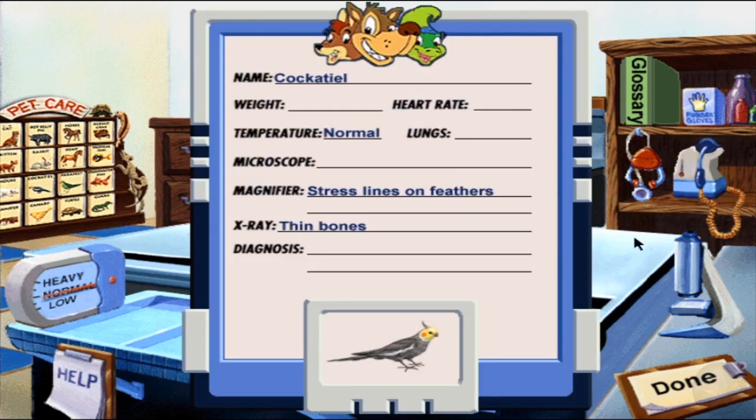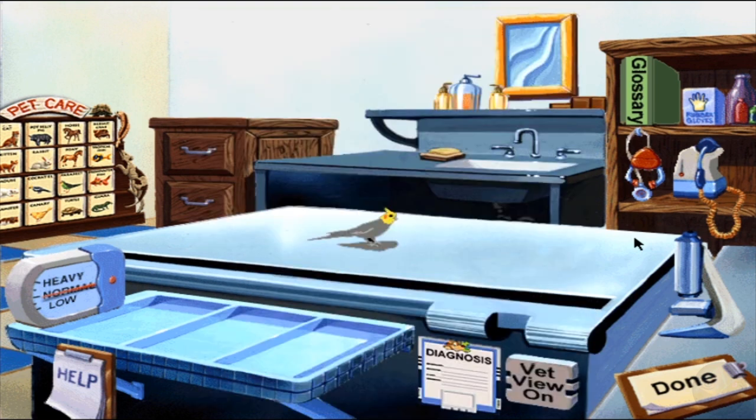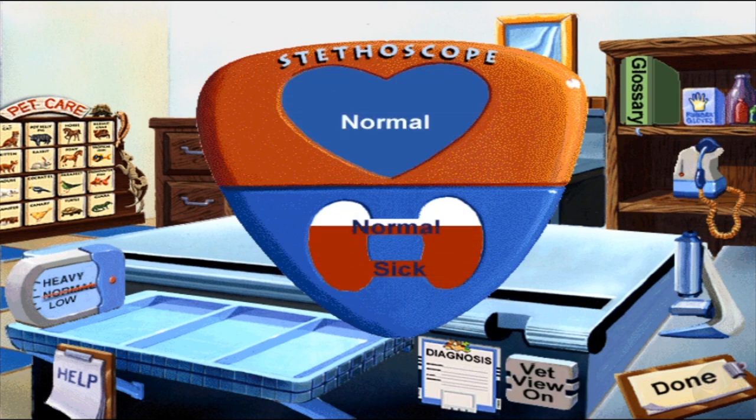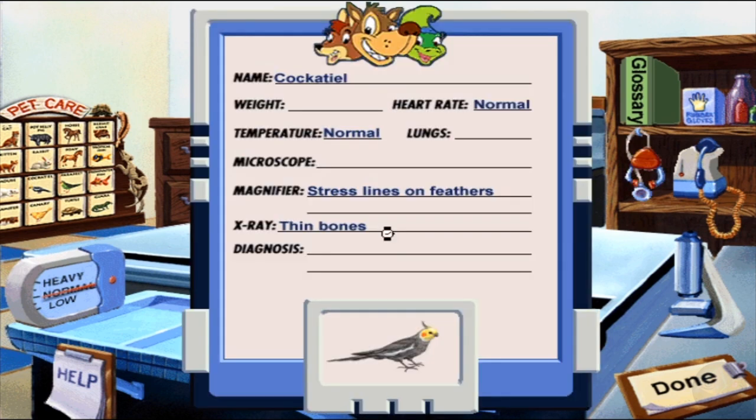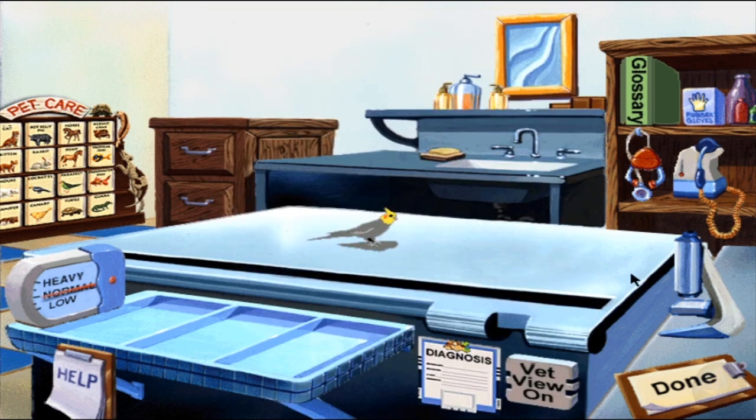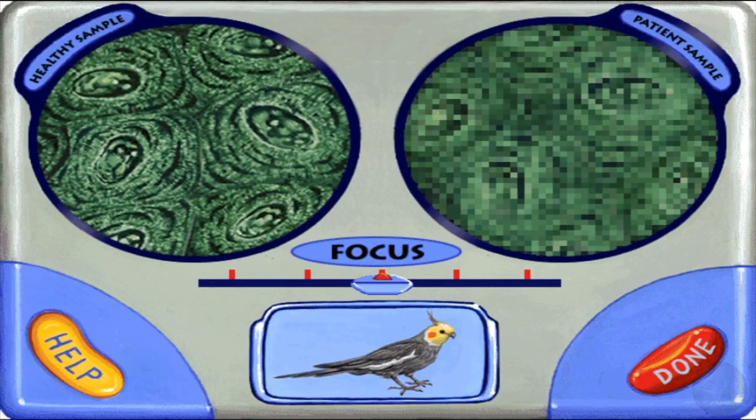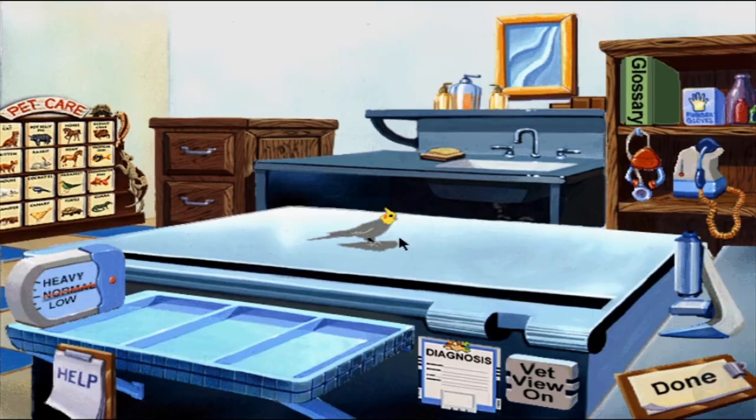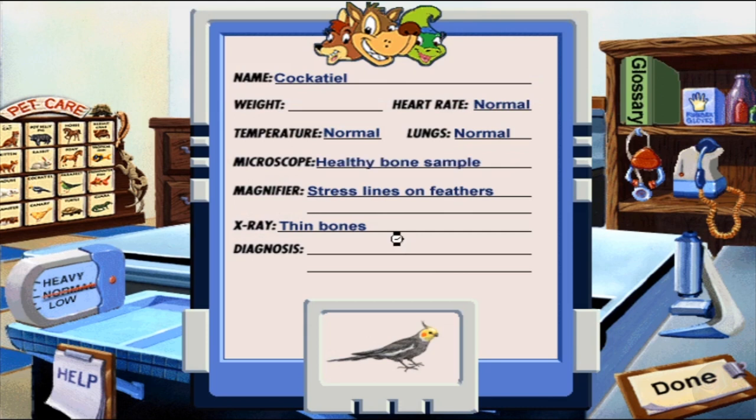This animal's temperature is normal. The animal's heart rate is normal. This animal's lungs sound normal. Let's examine these cockatiel bone samples. Well, this sample looks healthy. Let's move on to another exam tool.